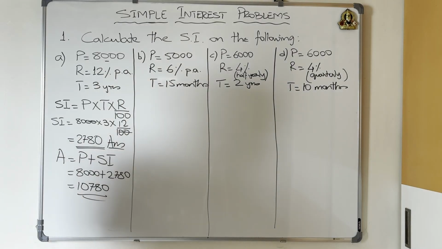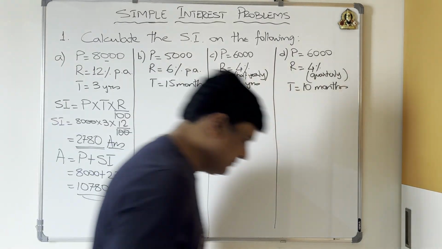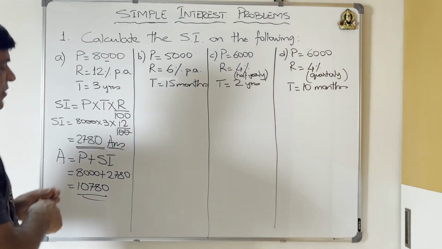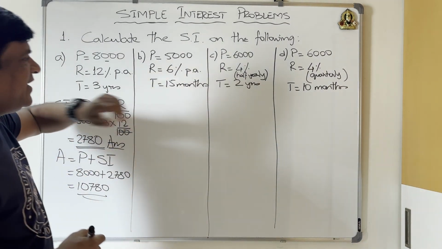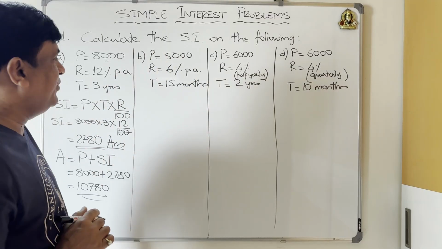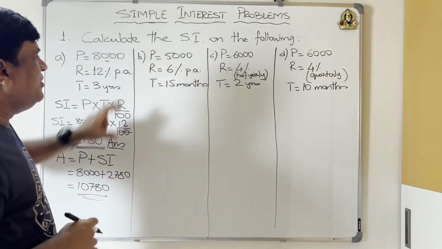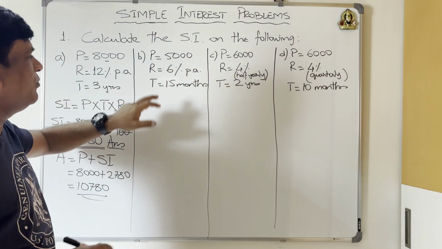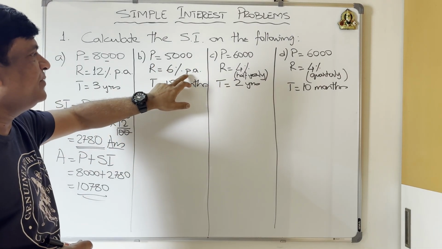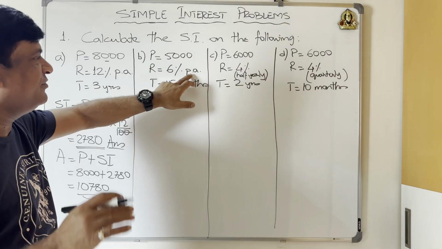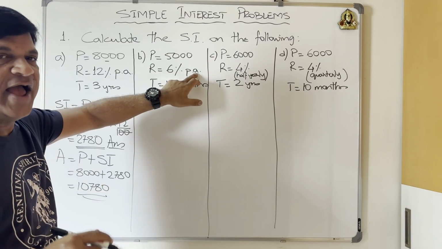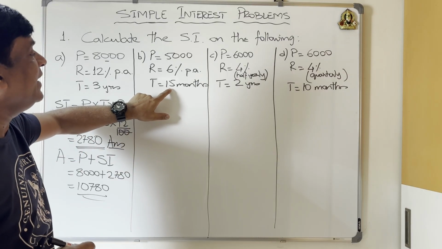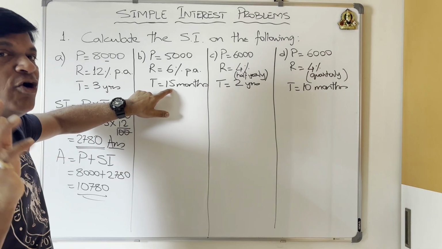Got it? Okay. Fair enough. Now let's move to the second one. In the second one, look at the data which is given to you. Again, what did I tell you? The principal is fine. They have given the amount over here. We are good with that. Rate is given as 6% per annum, which is also good because it's per annum. We don't have to do anything about that. Now they have given the time in months. They did not give it in years.